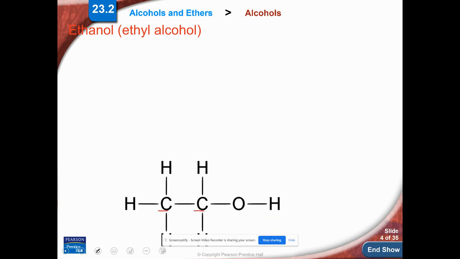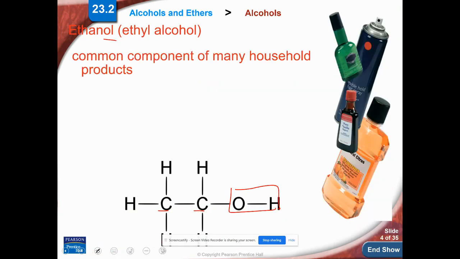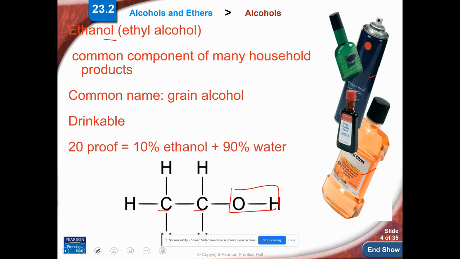So then we have ethyl alcohol, or ethanol. So two carbons with an OH is like ethane. We say ethane, drop the E, and add OL. So this is ethanol. This is the component of many household products: vanilla extract, hairspray, some mouthwashes, but not all mouthwashes. And this is called grain alcohol. This is the kind of alcohol that is drinkable, which can be consumed by humans. It's still considered toxic to the body, especially the liver.